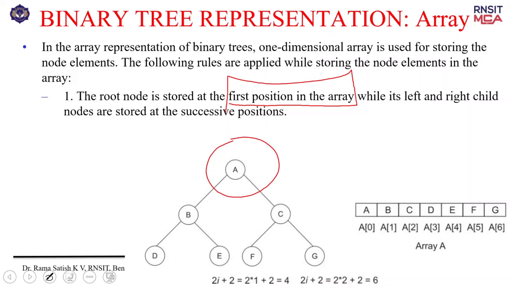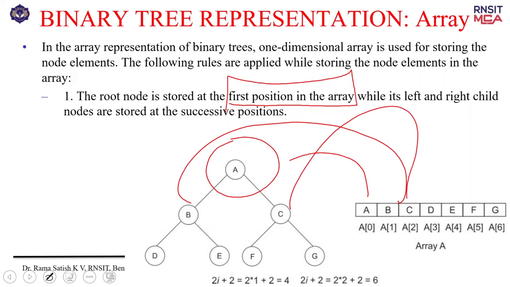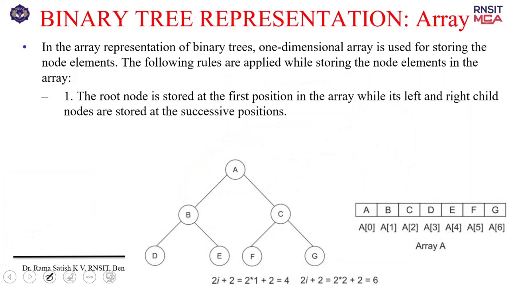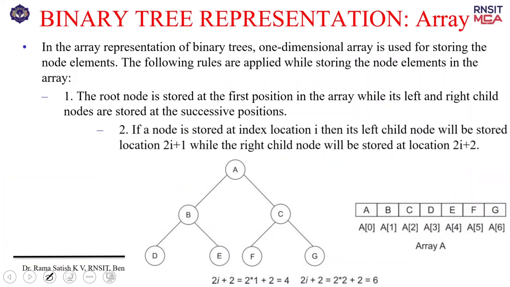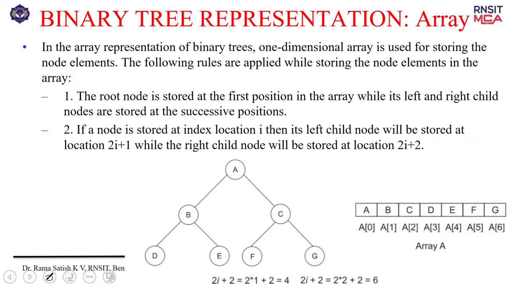Next, left child and right child are stored at successive positions. Successive positions means the next positions. After A, the left will be stored. Next, after left, right will be stored. You can see left and right are stored after the root node. And of course, if you want to store the further nodes, you have to follow one formula.